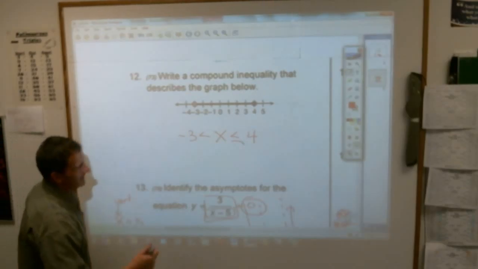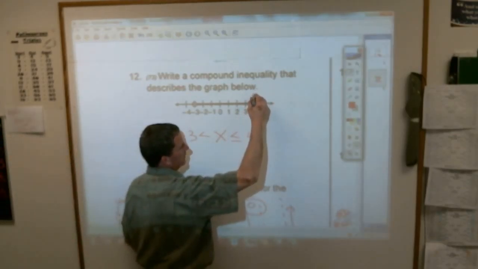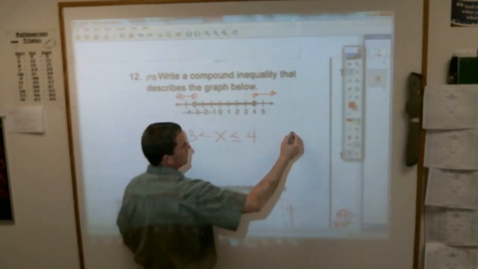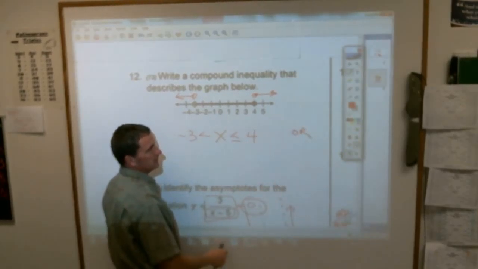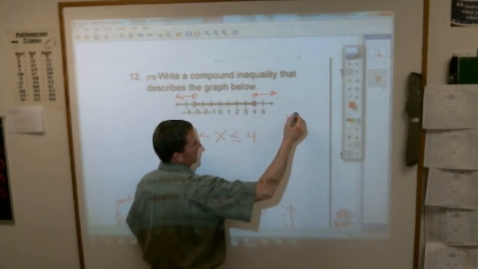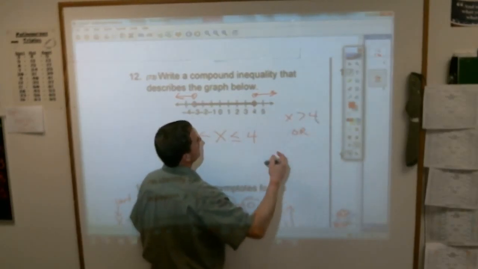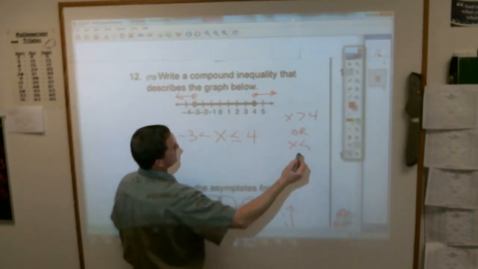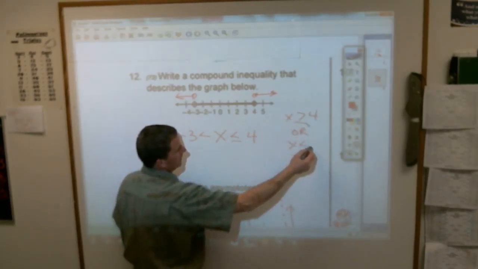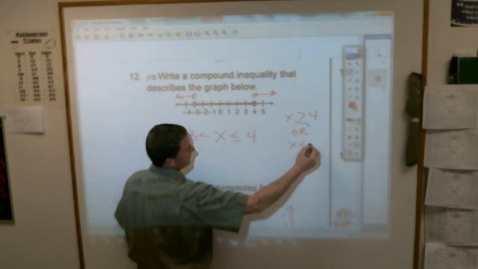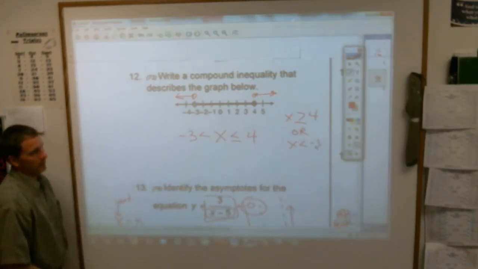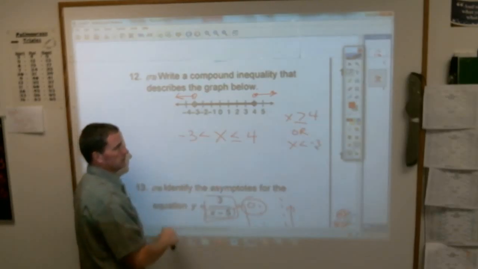If the things went in opposite directions, you know, if this was colored in and went this way, and this was open and went this way, it's an or one, and you have to write two separate inequalities. X would have to be greater than or equal to 4, or x is less than -3. If they went in opposite directions, it's or. If they come together, it's and. X in the middle.